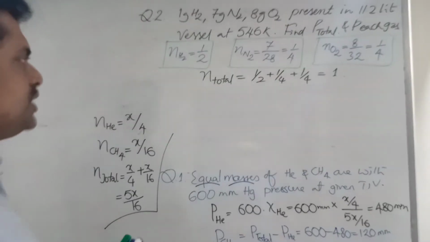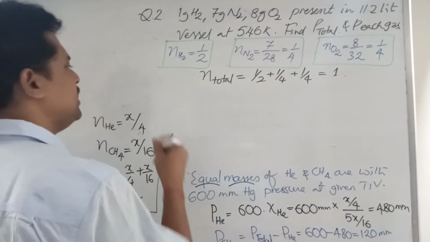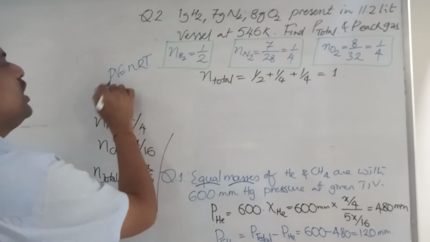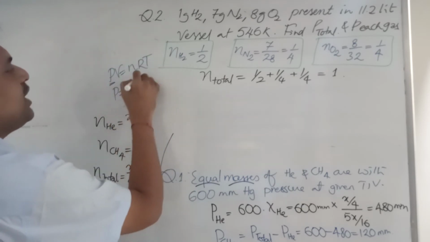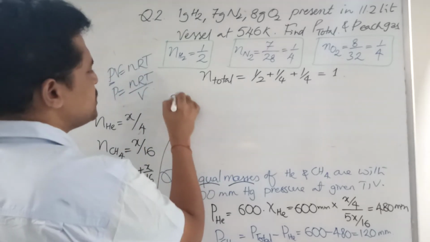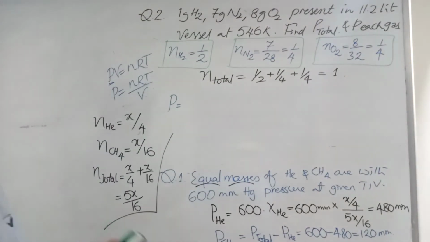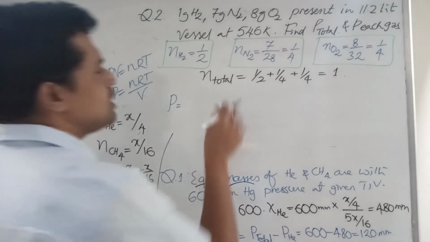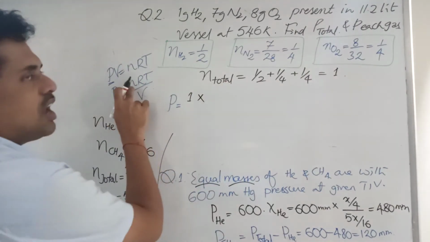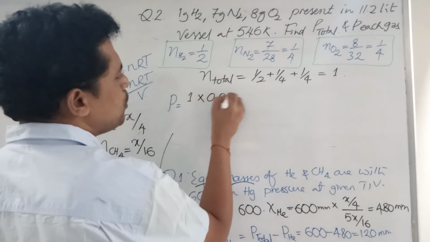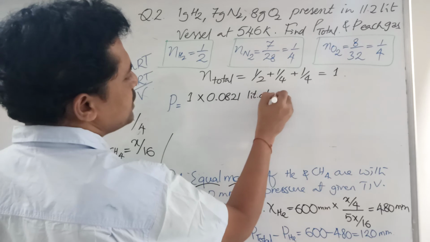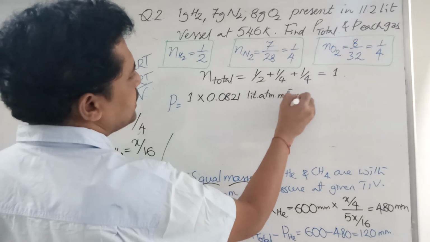Before that, you need to apply PV is equal to nRT. As you know, PV is equal to nRT and you want to calculate P, so P is equal to nRT by V. What is n? n is the number of moles, which is 1. What is the R value? I am taking 0.0821. Units also I am writing here. There is no need to write, but for your convenience I am writing.